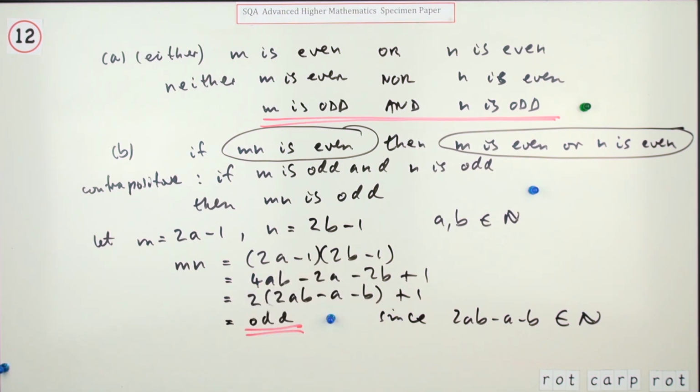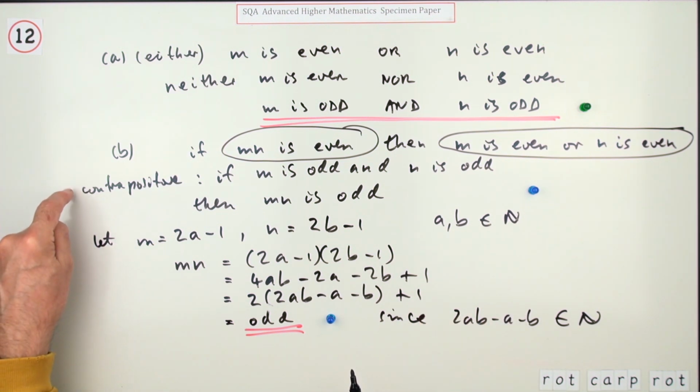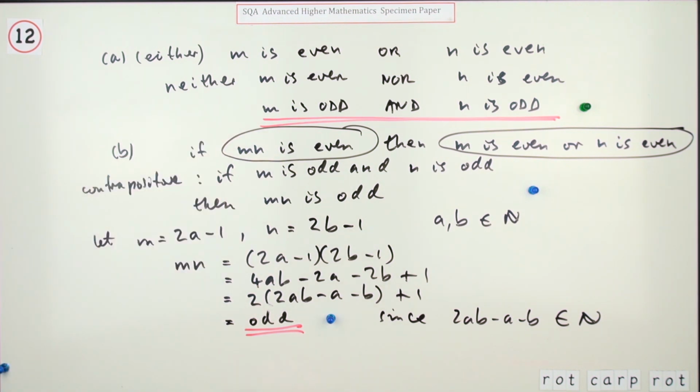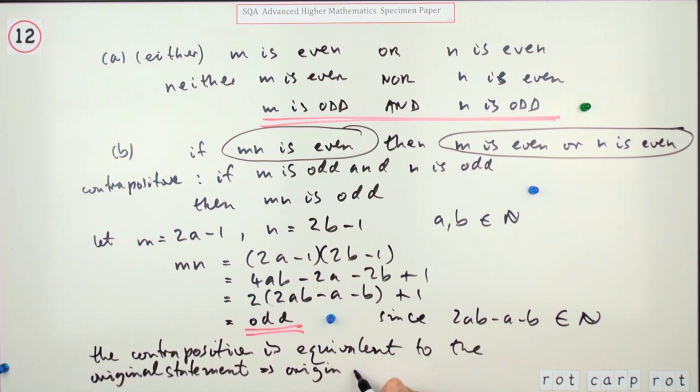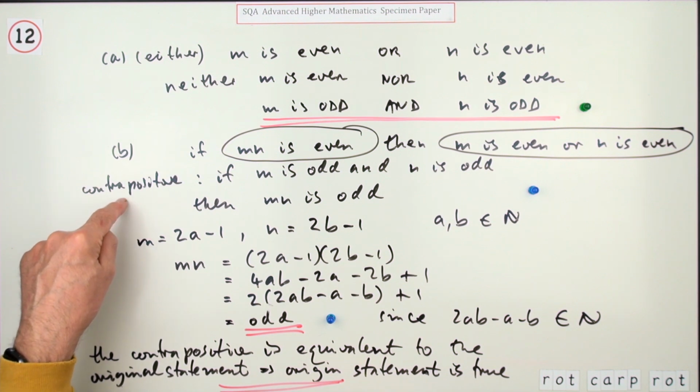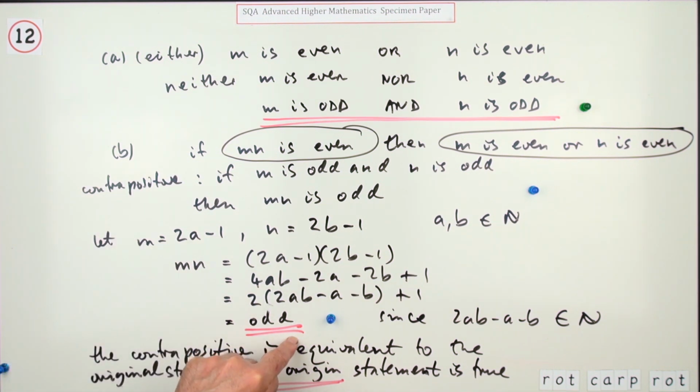That's the second mark. Now for the third mark, it's just a case of stating that if the contrapositive is true, then that's logically equivalent to the original statement. The contrapositive is equivalent to the original statement, which means original statement is true. Lot of writing, yes. But that was the important thing about the contrapositive. The contrapositive is logically equivalent to the original statement. So proving that does instead of proving the original statement. There's the third mark.